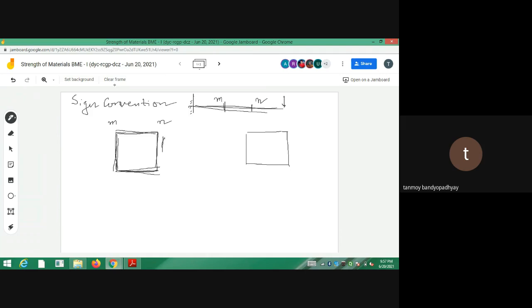So what are the SF and BM diagrams? This is a sign convention. This has nothing to do with the problems. So this is a sign convention. This is my positive. This is my positive bending moment. And this is not V.